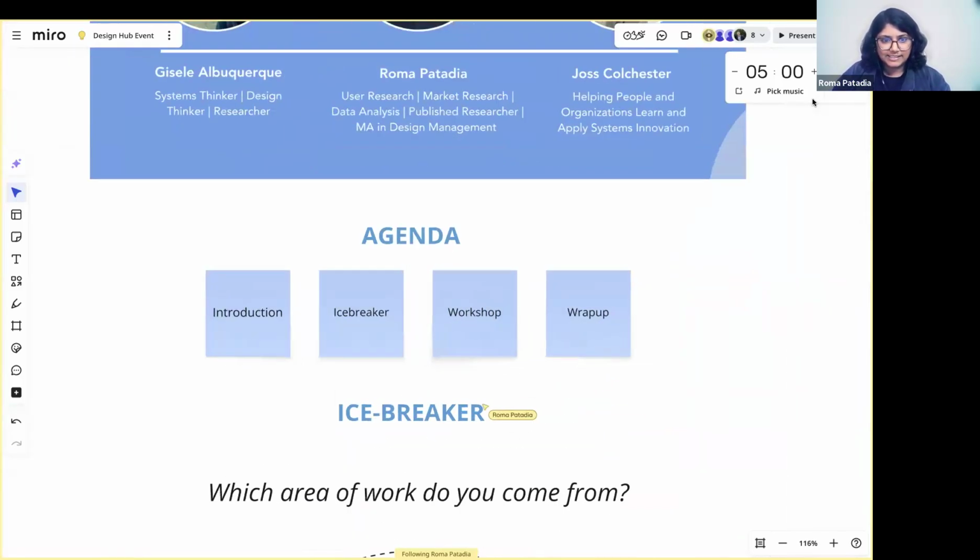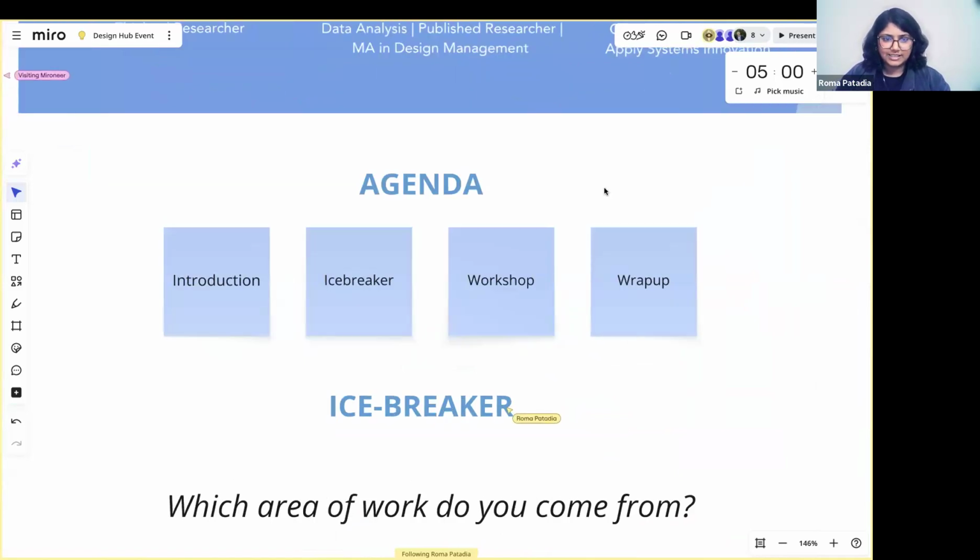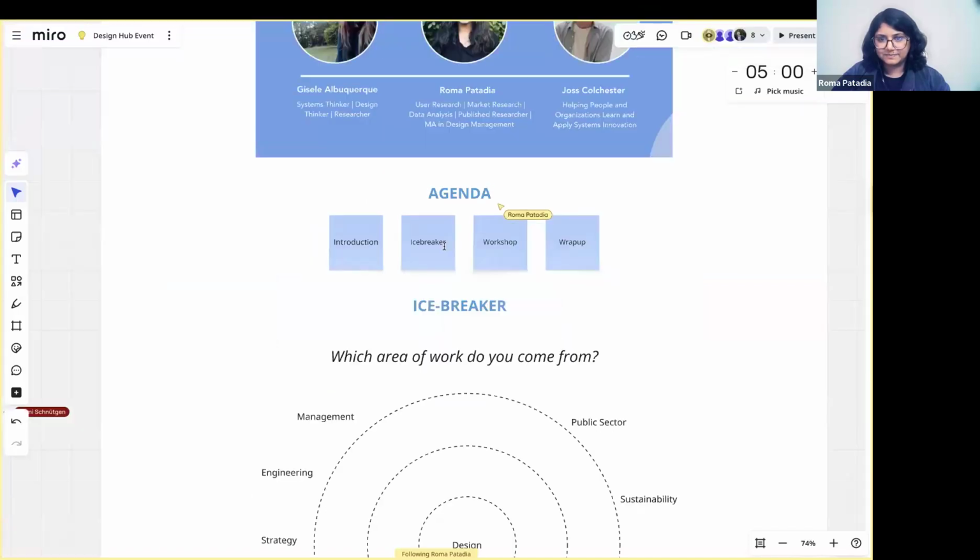The agenda is pretty straightforward. We have an introduction and a quick icebreaker to know which design field you're coming from. Then we'll have the workshop for about 45, 50 minutes, and in the end, we'll wrap up with your feedback.